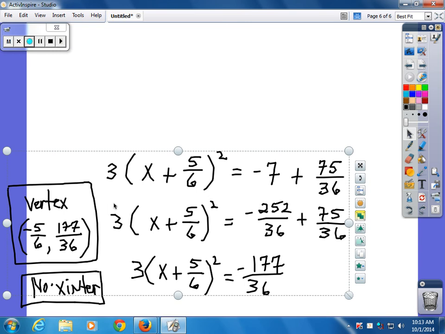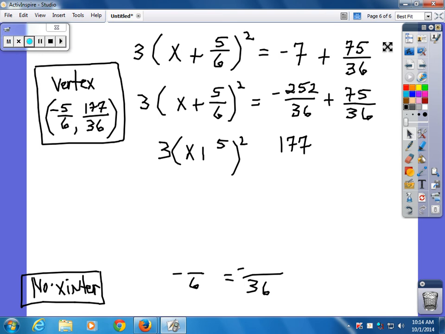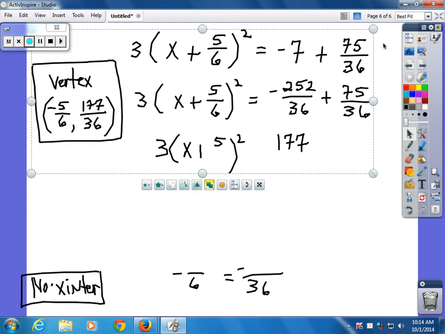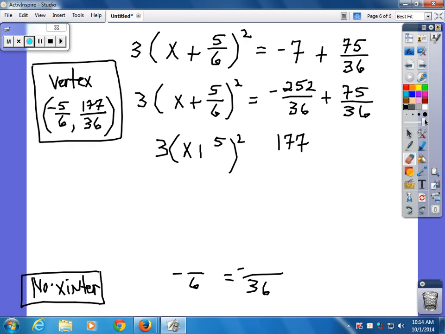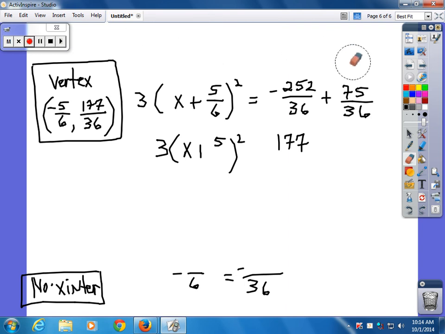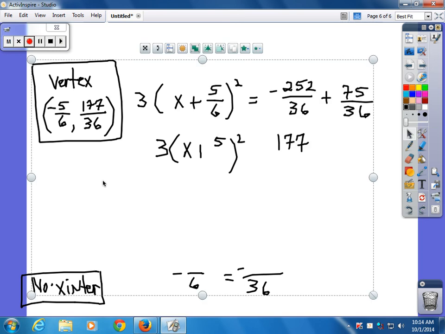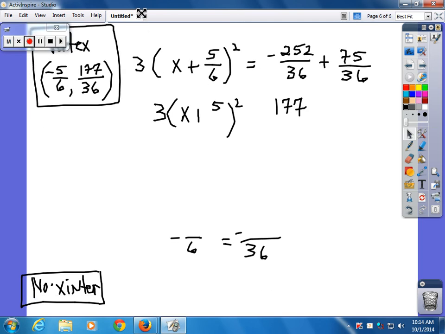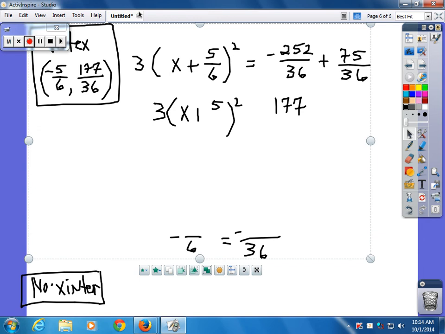Well, it's not really moving. I'll have to move it over the rest. There. Okay.